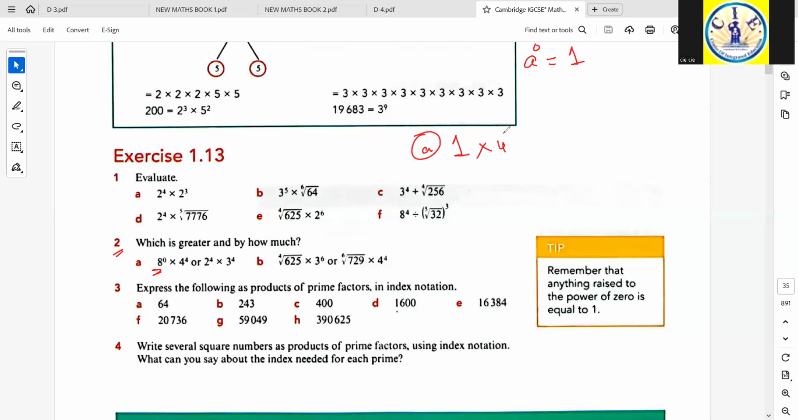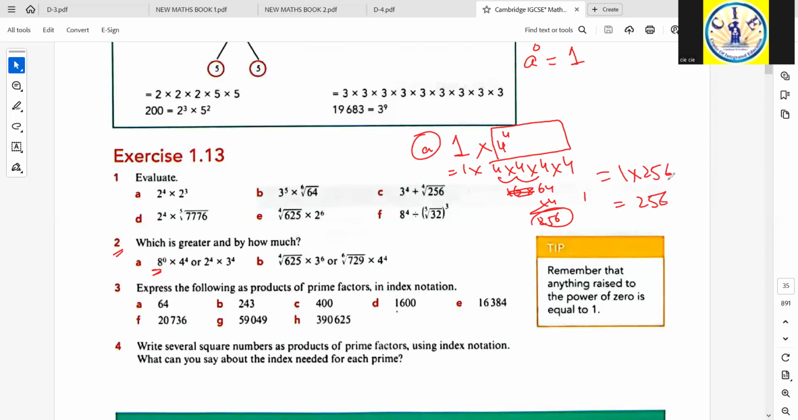4 raised to power 4 is obviously 4, 4, 4, 4. 4 fours are 16. 16 fours are 64. And 64 fours are 256. So 256 is the answer to this, times 1. 1 times 256, that is 256. So that is the answer to part A.